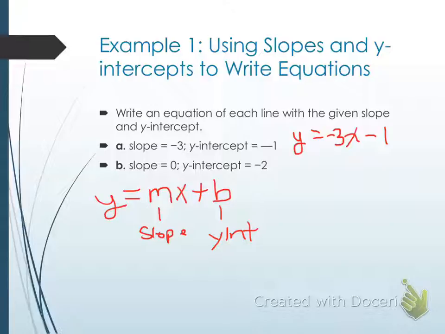For our second one here, we have y equals a slope of 0 times x, and a y-intercept of -2, so I put -2. Now to simplify this, 0 times any number is just 0, so it doesn't show up. The equation of this would be y equals -2.